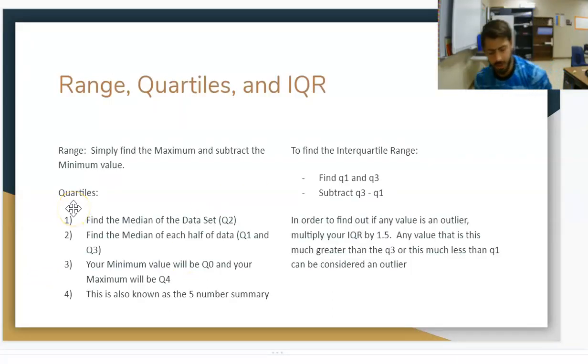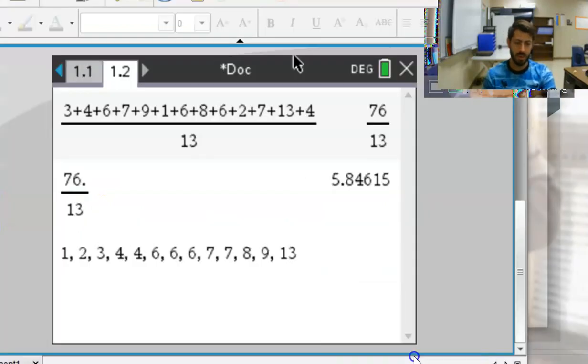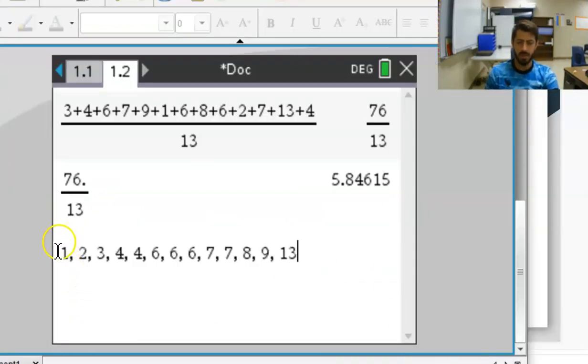So range. Range is very easy, right? All you have to do is find the lowest value and the highest value, the minimum and the maximum, subtract them from one another, and that is your range. If I look at my list, it's especially easy now that I put everything in order. The smallest number is 1, the biggest number is 13, so my range is 12. 13 minus 1 is 12.